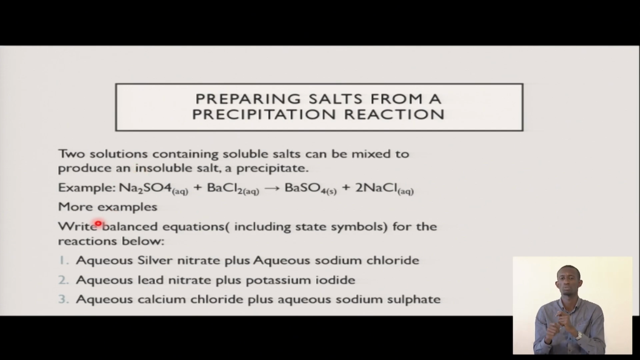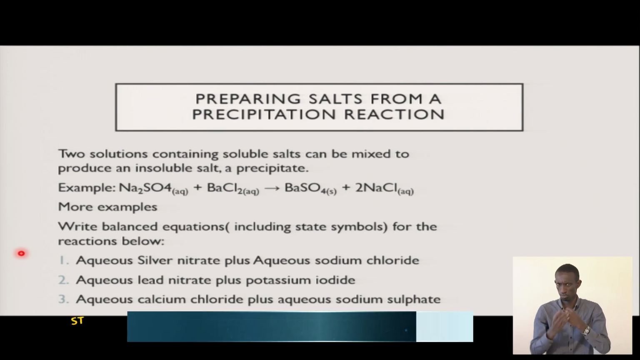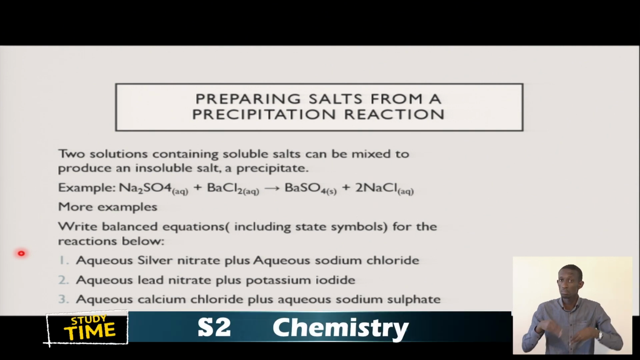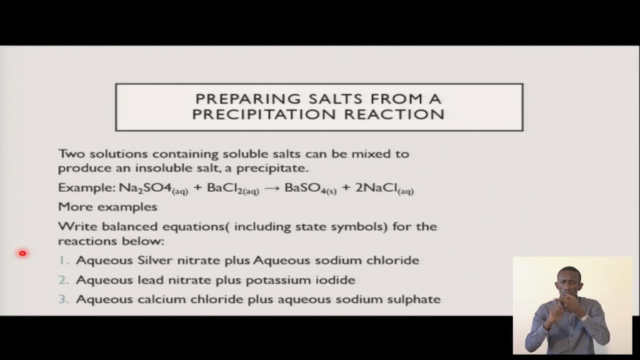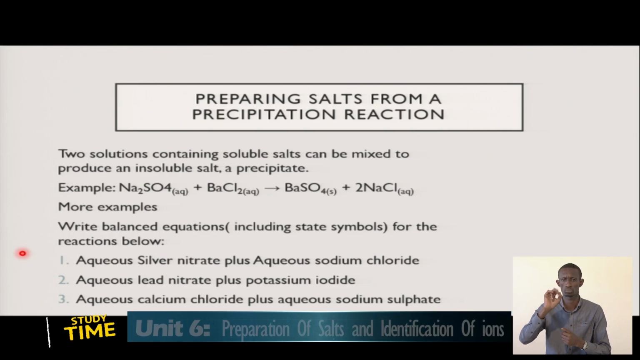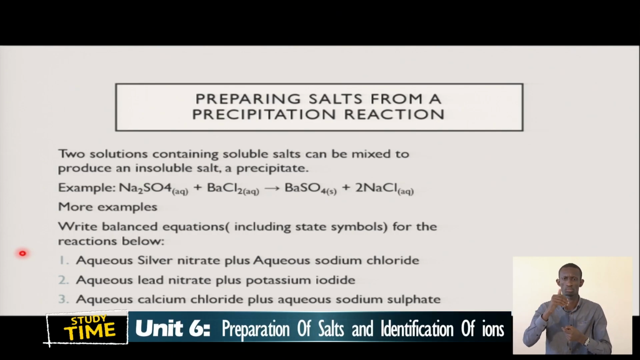Here we have more examples. Let us try aqueous silver nitrate when it reacts with aqueous sodium chloride. What do we produce? I give you some seconds and you try to write the equation. Aqueous silver nitrate plus aqueous sodium chloride, and number 2 it is aqueous lead nitrate plus potassium iodide, and number 3 it is aqueous calcium chloride reacting with sodium sulfate. Some seconds and we give the answers.